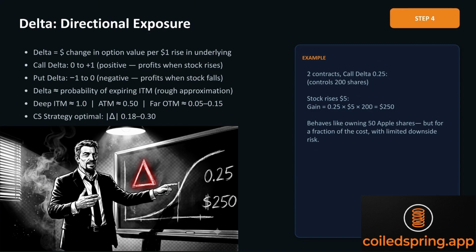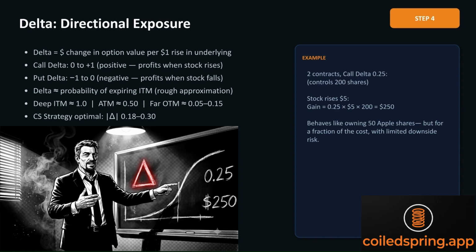Delta is the Greek you look at first every single time you open a position. It's the most intuitive, the most immediately useful, and the one that tells you the single most important thing about your trade. How does this option respond to the stock moving? The definition is precise. Delta is the dollar change in the option's value for every $1 rise in the underlying stock. A delta of 0.35 means the option gains 35 cents per share, $35 per contract, for every $1 the stock rises. Simple, direct, measurable.